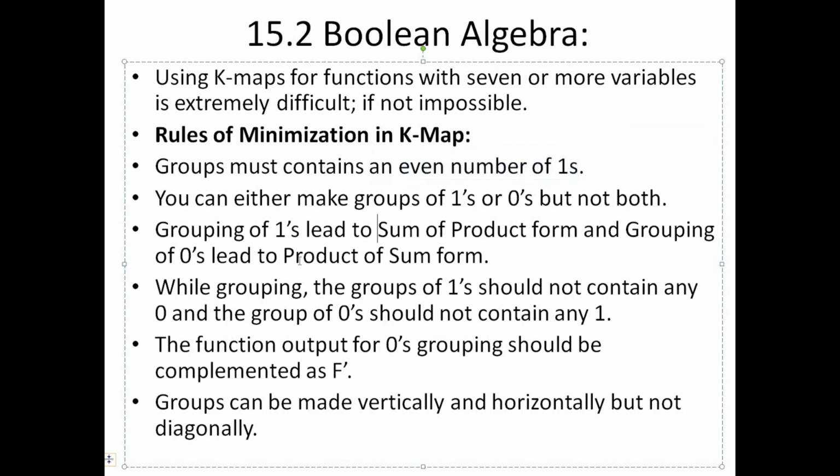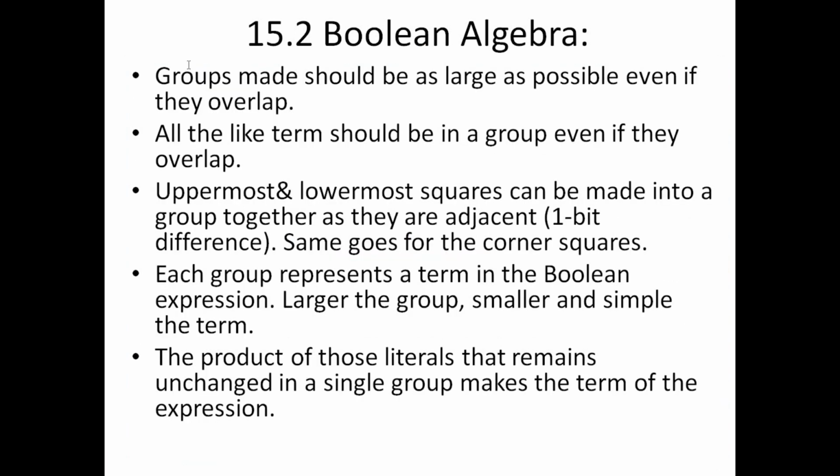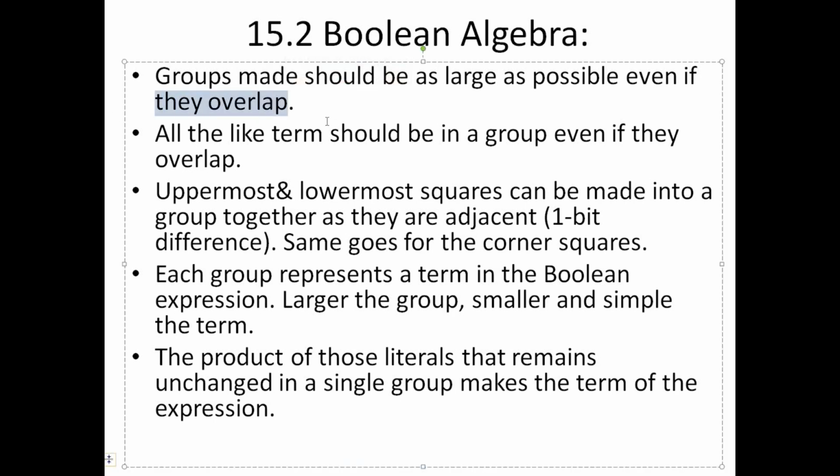Grouping of ones leads to sum of products, grouping of zeros leads to product of sums. While grouping, the group of ones should not contain any 0 and groups of zeros should not contain any 1. The function output for zeros should be complemented as f complement, whereas for ones it should be simply f. Groups can be made vertically and horizontally but not diagonally. Groups made should be as large as possible even if they overlap. All the like terms should be in a group even if they overlap.